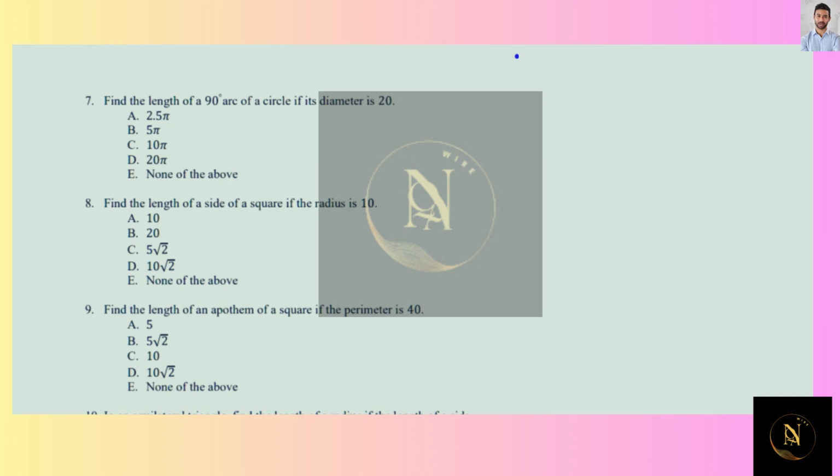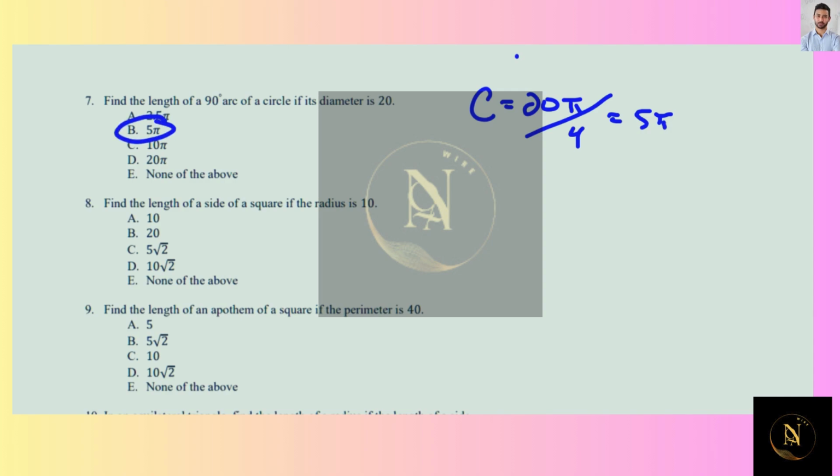A 90-degree arc is a quarter of a circle, a quarter of the circumference. So if the circumference of the circle is 2 pi r, or pi times the diameter, which would then be 20 pi, if you just take a quarter of that, then you've got a 90 degree arc, because 90 out of 360 is a quarter, so that'd be 5 pi.